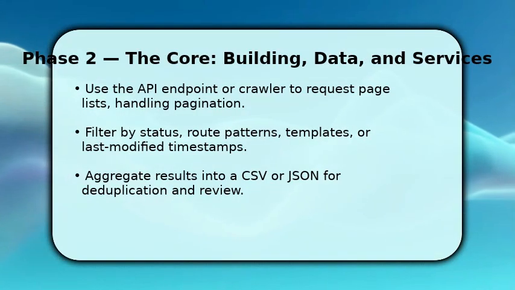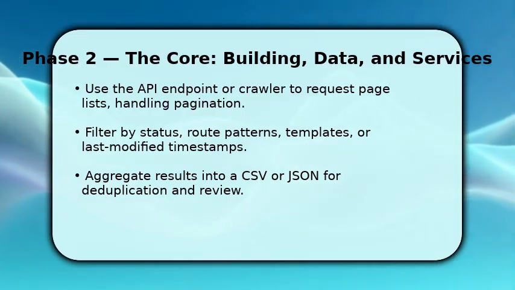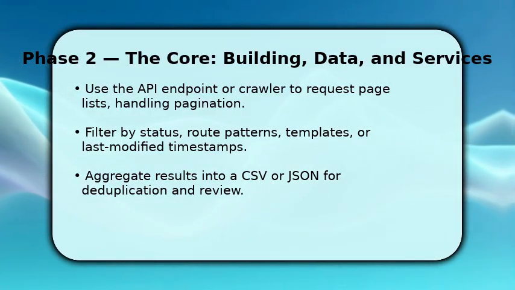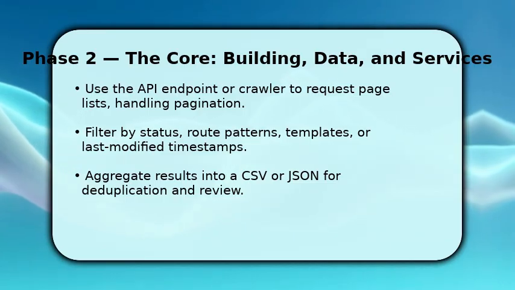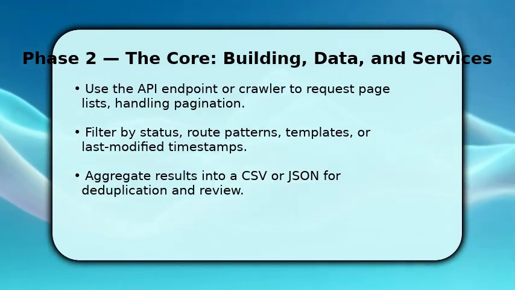Now you enumerate all pages systematically. Call Piggy's List API or run a crawler that follows internal routes. Handle pagination by looping until no more pages and respect rate limits so you don't get blocked.